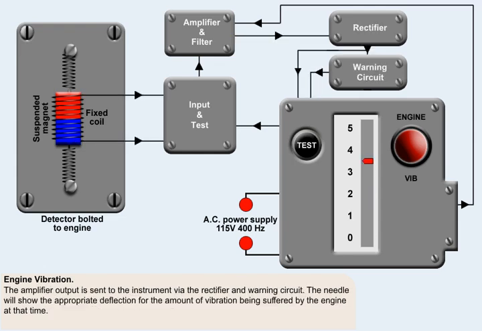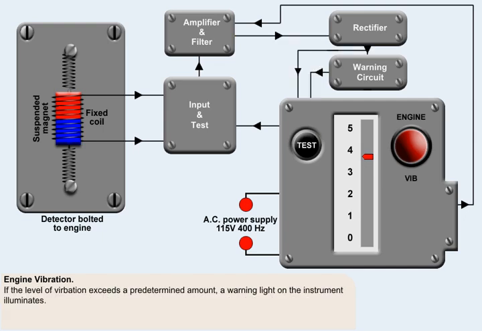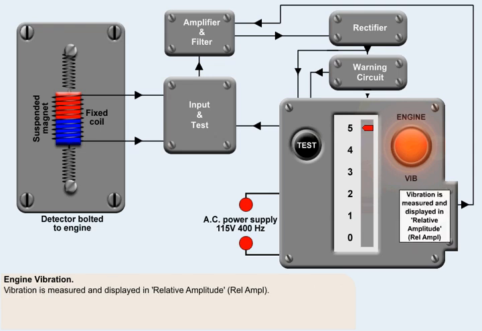The result of this amplification is sent to the instrument via the rectifier and warning circuit. The needle will show the appropriate deflection for the amount of vibration being suffered by the engine at that time. If the level of vibration exceeds a predetermined amount, a warning light on the instrument illuminates. Vibration is measured and displayed in relative amplitude.